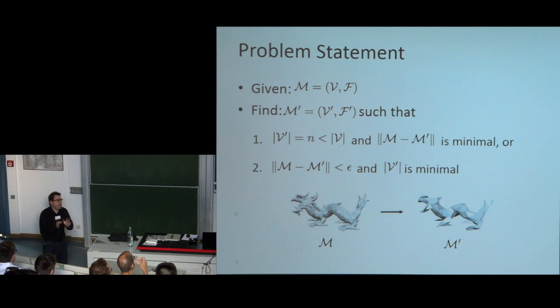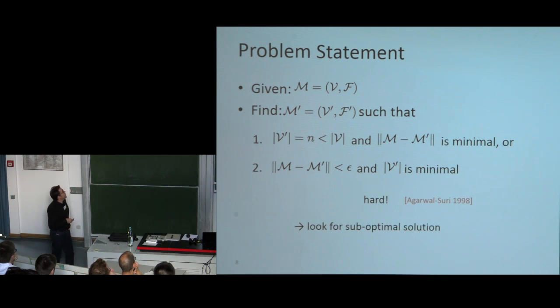So the problem statement is very simple. You are given a mesh defined by vertices and faces, let's say, and you want to find another mesh such that either the number of vertices is smaller and you want to minimize this error metric, or you specify a so-called maximum error tolerance, and then you want to minimize the cardinality, the mesh complexity. You can see this on the two sides. There are just two instances of the same problem. It amounts to saying that on that trade-off curve, either you fix one axis of this curve, or the other coordinate.